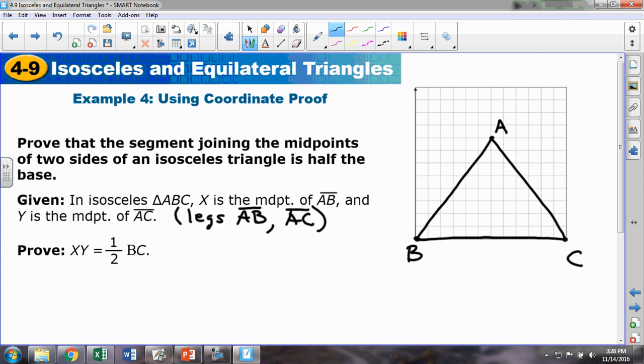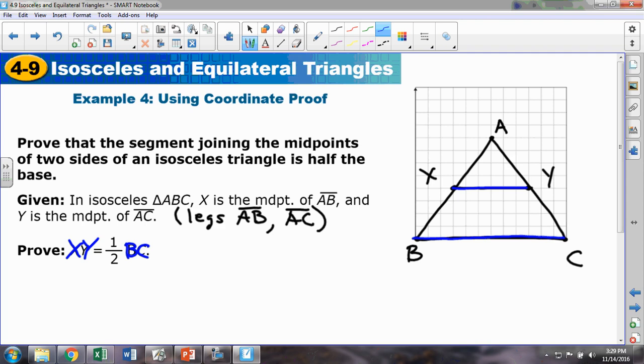X is the midpoint of AB. Okay, so here's X. Y is the midpoint of AC, right? Indicating that we have legs AB and AC. We want to prove that this distance from X to Y equals half the distance from B to C. And in order to do that, there are several pieces that we need to observe. To start, we are trying to figure out the length of the segment XY right here. We are trying to figure out the length of this segment BC, which is the base.